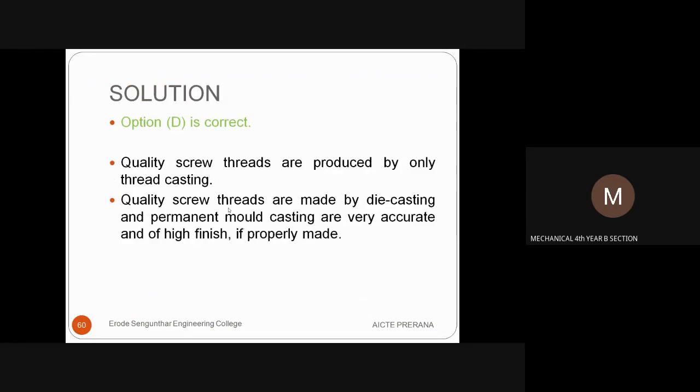The quality threads are produced only by thread casting. Quality screw threads are made by die casting and permanent mold casting, and are very accurate and of high finish if properly made. So what this point means is that permanent mold means the mold is made up of metal, so the quality of the thread will also be very good.